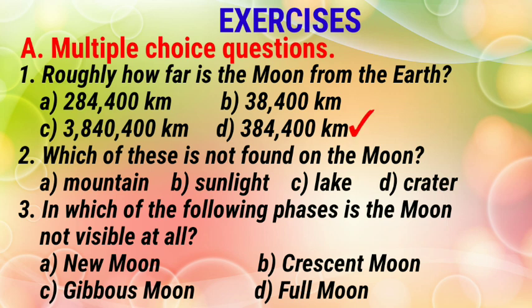2. Which of these is not found on the moon? A. Mountain. B. Sunlight. C. Lake. D. Crater. Answer is C. Lake. 3. In which of the following phases is the moon not visible at all? A. New moon. B. Crescent moon. C. Gibbous moon. D. Full moon. Answer is A. New moon.